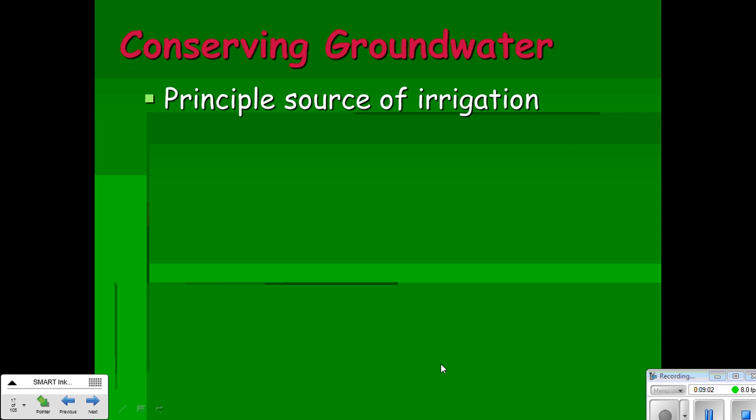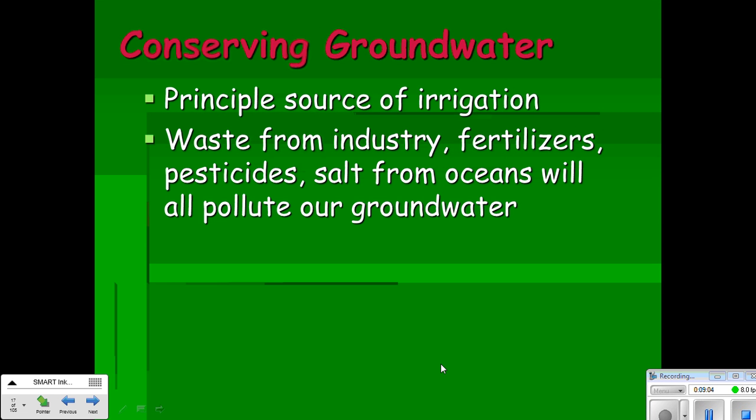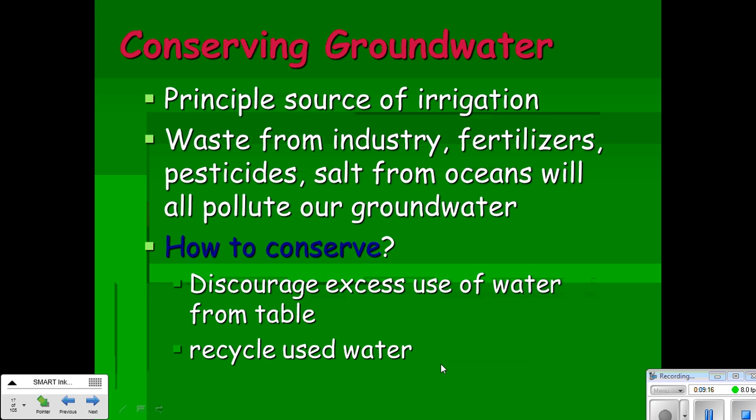Conserving groundwater. The principal source of irrigation, waste from industries, fertilizers, pesticides, salt from the oceans will all pollute our groundwater. So we don't want any of that anywhere near our groundwater. How can we conserve groundwater? We can discourage excess use of water from the water table and recycle used water. Some people, when they rinse out containers or something like that, you might save that water and you can go outside and water a plant with it instead of turning on your spigot outside.